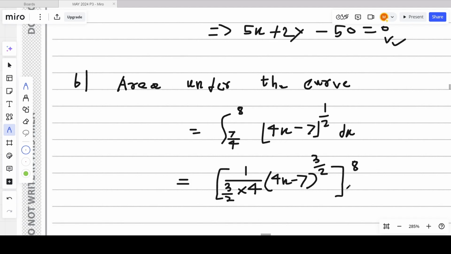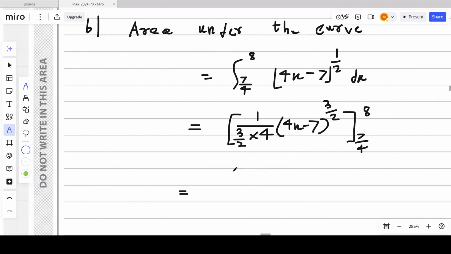Okay. So now what can we do? Simplify it. If you simplify it, what will you get? 1 over 3/2 times 4. This is 6. So 1/6 times 4x minus 7 to the power 3/2.